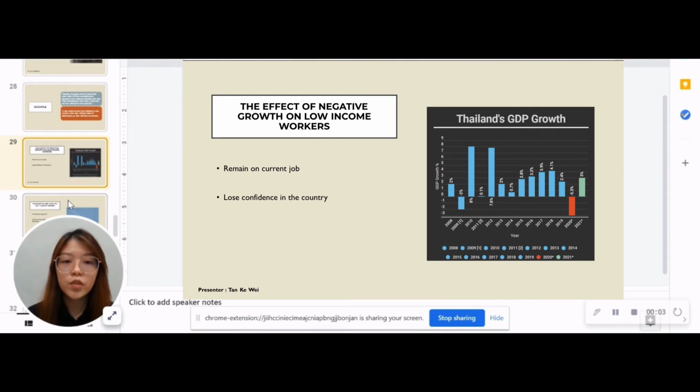Now we are going to discuss the effect of negative growth rates on low-income workers. As we know, negative growth rate is about GDP. The first point is that people will choose to remain in their current job. Why will people choose to remain in their current job? Because negative growth rate will make the currency drop and people are not willing to take the risk of facing job losses. Next, they lose confidence in the country. If the growth rate keeps dropping, people are not willing to spend their money, so this causes the economy to be bad.